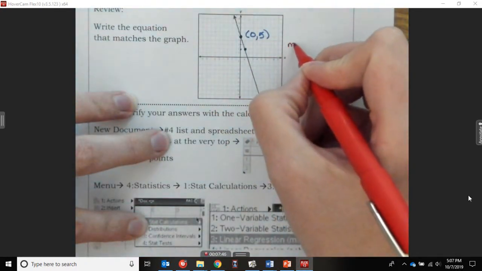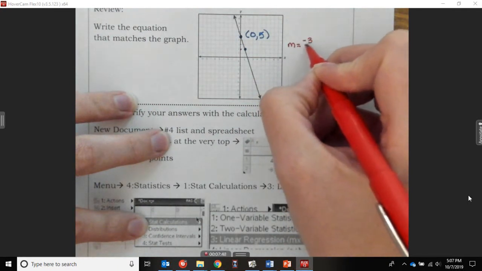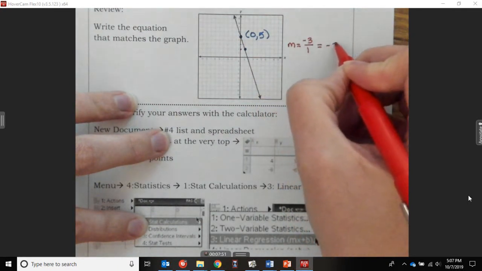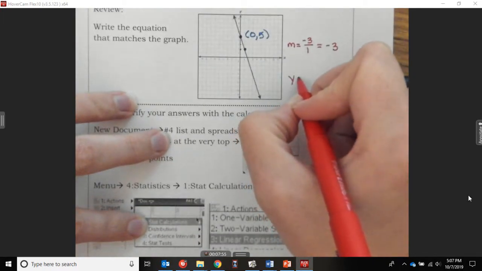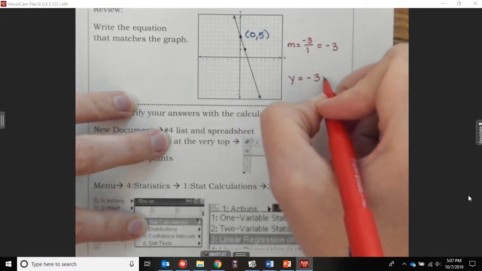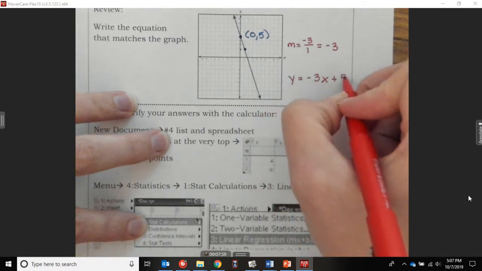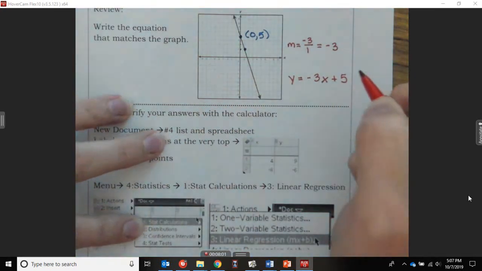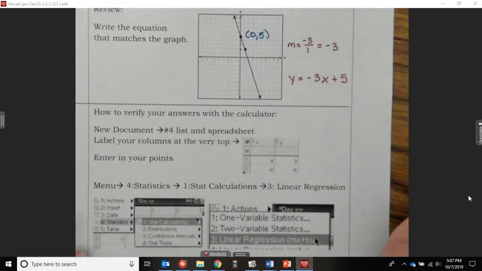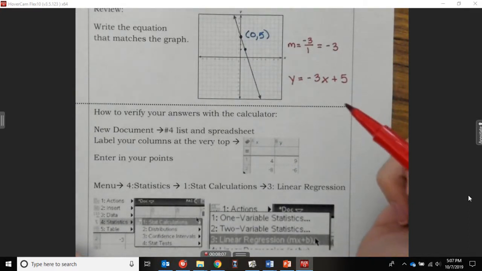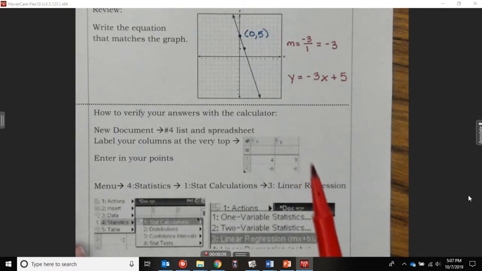So my slope is down 3, right 1, which is just -3. Which means my equation is y equals -3x plus 5, because 5 was my y-intercept. Okay?